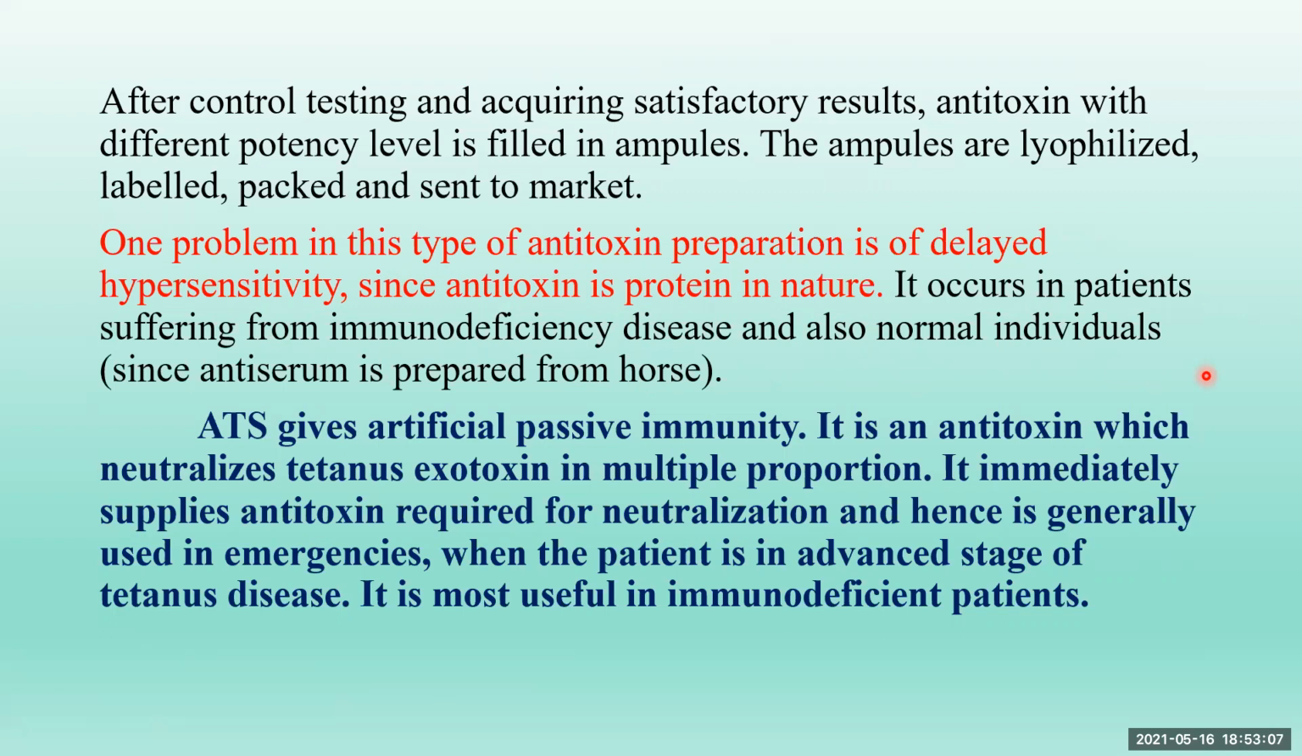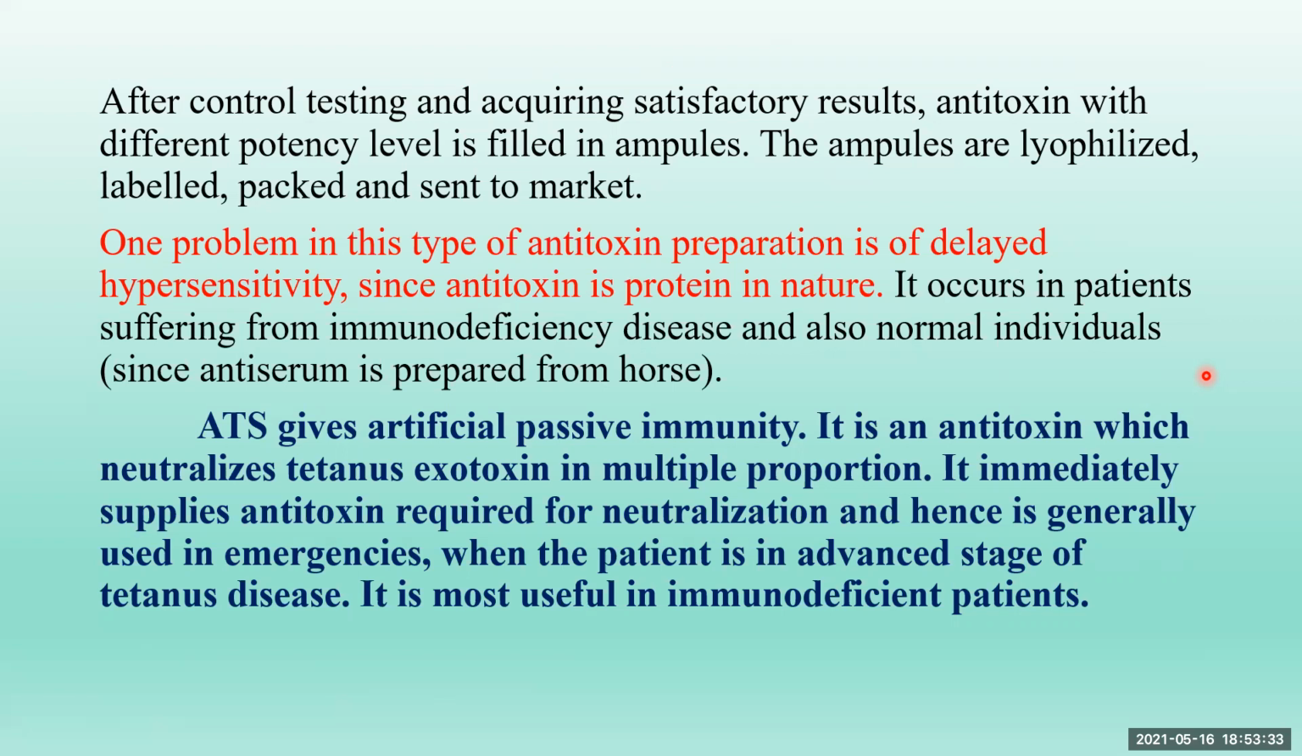Anti-tetanus serum gives artificial passive immunity. Okay, ATS gives artificial passive immunity. It contains ready-made antibodies, ready-made antitoxin. It is an antitoxin which neutralizes tetanus exotoxin in multiple proportion. It immediately supplies antitoxin required for neutralization of toxin, and hence it is used only in case of emergencies.